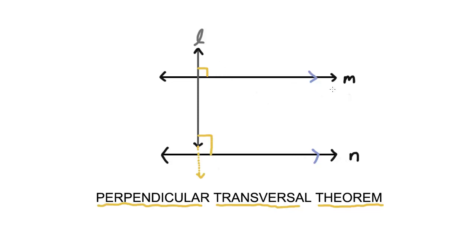So just by knowing that the two lines M and N are parallel and that line L is perpendicular to one of the lines, in this case line M, then we can say that line L is also perpendicular to line N. And that is called the perpendicular transversal theorem.